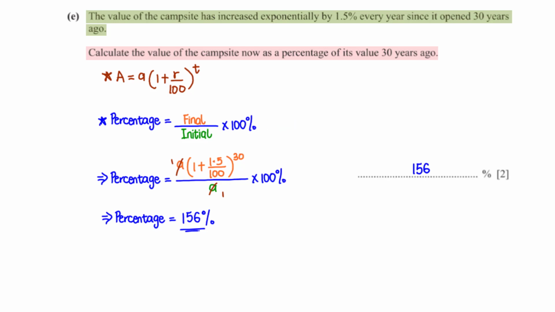If we represent the initial value of the campsite with small a, then based on the compound interest formula, its value after 30 years will be its initial value, which is small a, times 1 plus r over 100 raised to the power t, where r has been given as 1.5 and t has been given as 30. We've not been given the value of small a, but it doesn't matter in this case because they cancel out. So now when we type 1 plus 1.5 over 100 raised to the power 30 times 100% on the calculator, we get 156%.